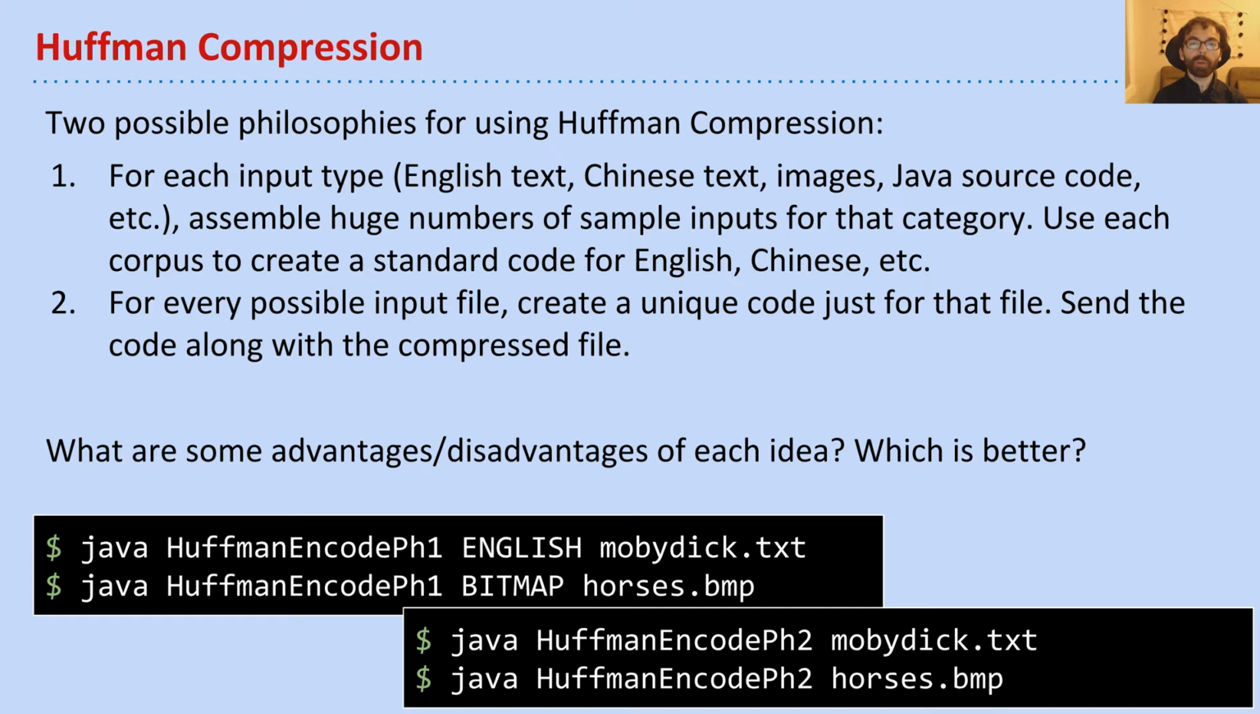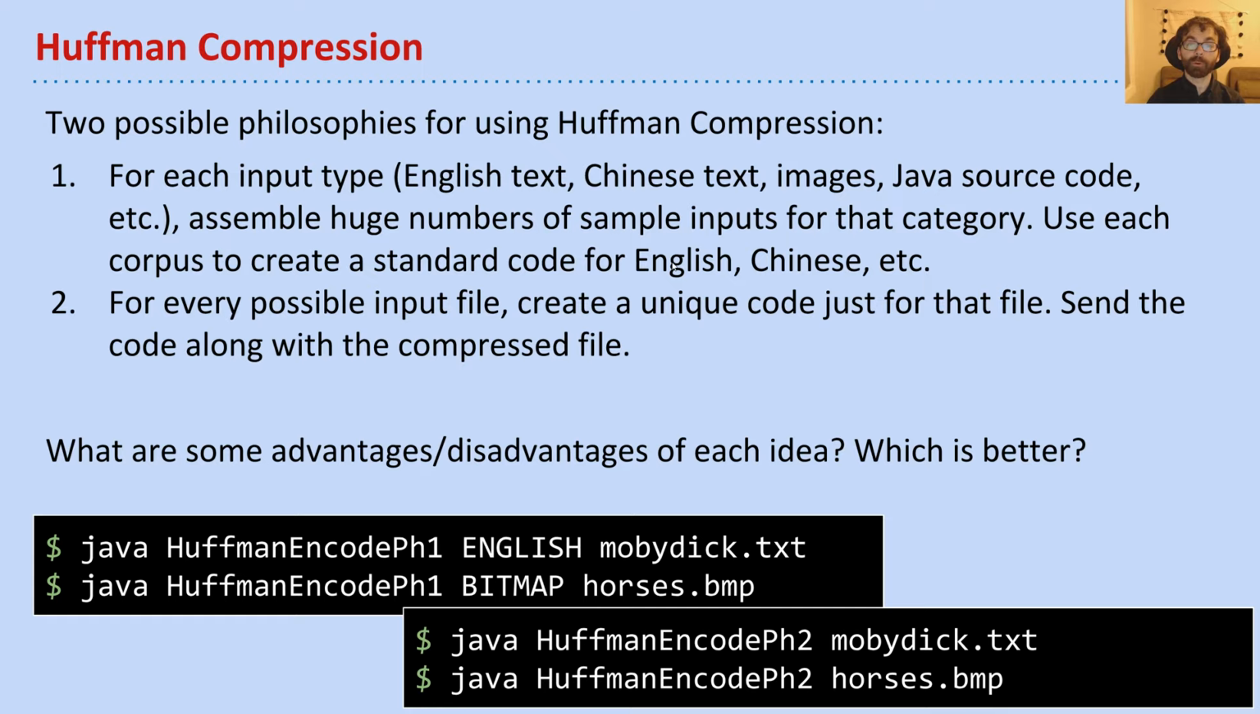The first philosophy is that for each input type, say English text, Chinese text, images, Java source code, we would get a bunch of different inputs together from that category. So we take, say, all English texts that we can find. We then use that representative set of texts, also known as a corpus, to create a standard code for English, for Chinese, for pictures, and so forth.